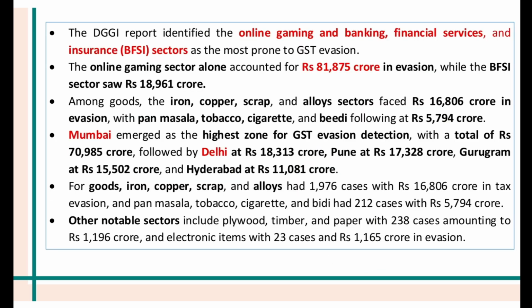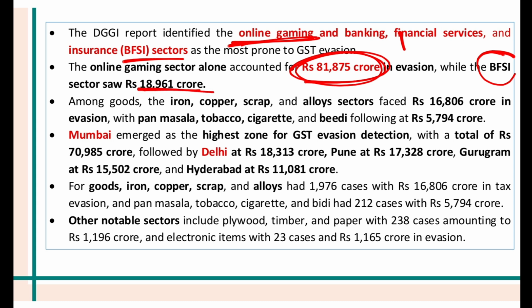Now, in which sector the highest GST evasion was there? Online gaming, and then BFSI sector. In online gaming, the GST evasion was 81,875 crore, highest. In the BFSI sector, it was second highest, 18,961 crore. Right? So this is GST evasion for you.